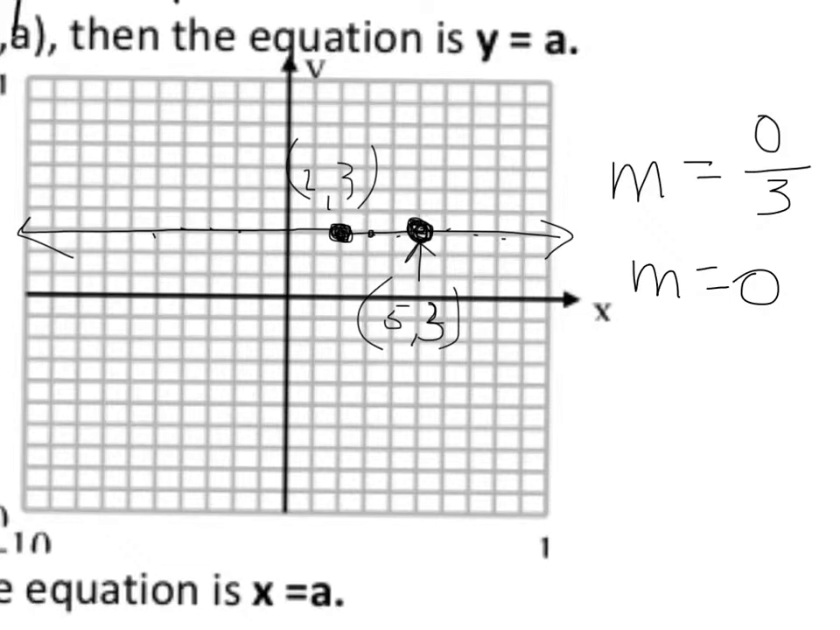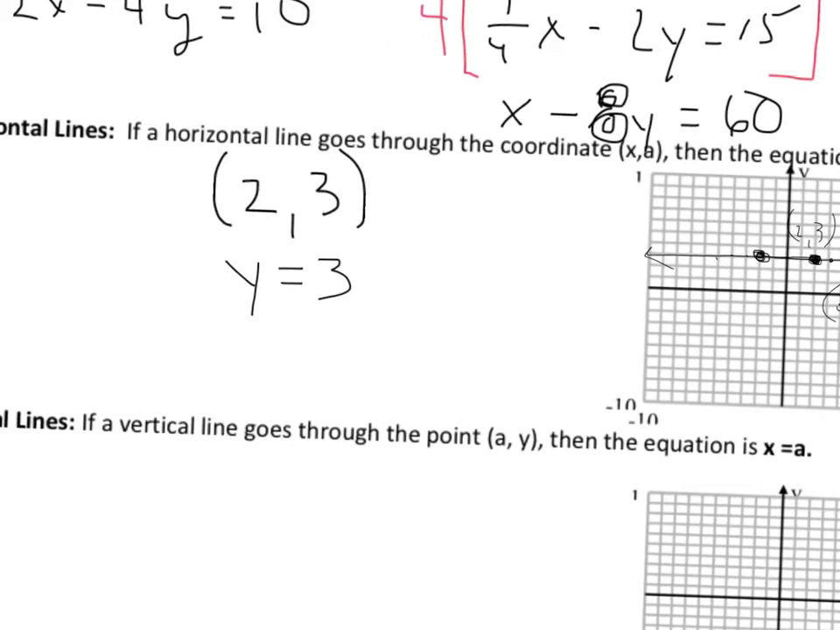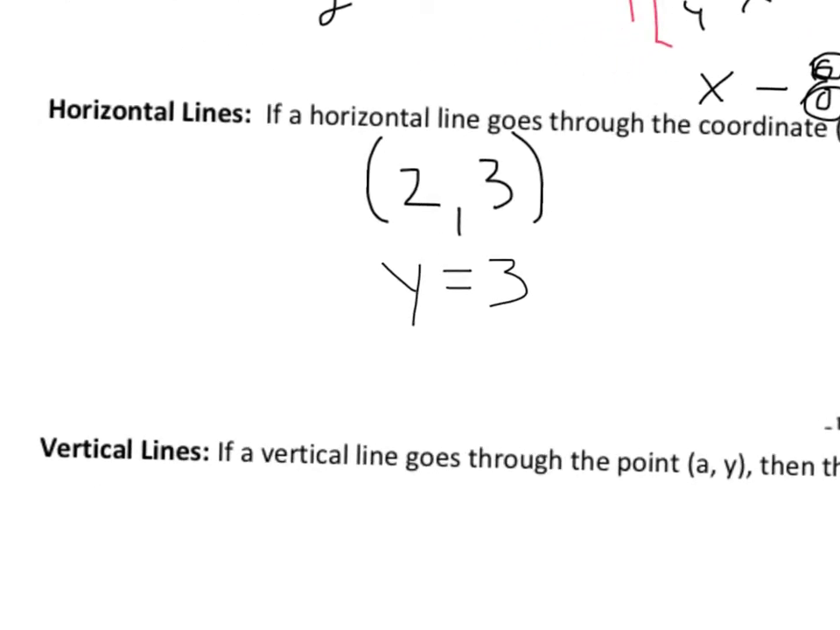Now, it didn't matter what point I picked, any 2 points. If I took this point and I took that point, my rise would still be 0 and my run would be -4, for instance, in this case. But it doesn't matter because 0 over anything, provided it's not 0, equals 0. So the slope of a horizontal line is always 0.